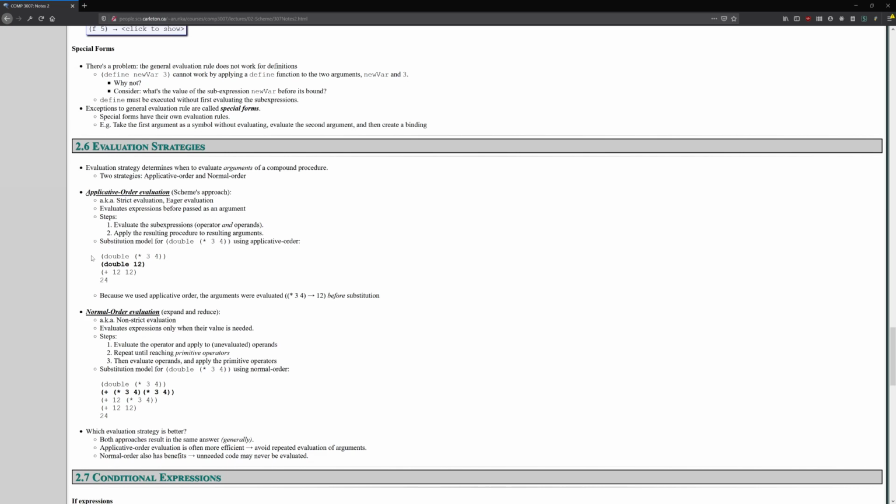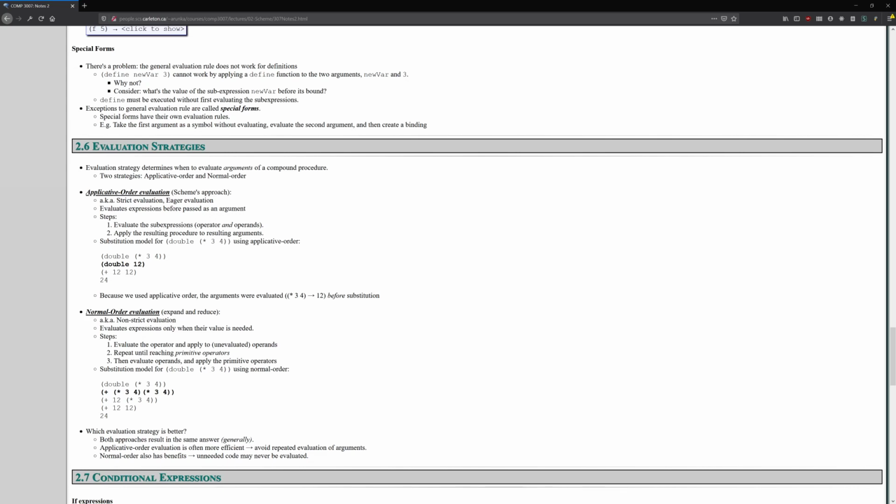For example, if we have some function double here, and we ask what's the value of double of times 3, 4? Before we can apply this function to its argument, we have to find out the value of that argument. So we say double, and then times 3, 4 is 12, so now we have double 12, and then it runs through the body. We substitute 12 for the parameter, and then we have plus 12, 12 to get 24. So for applicative order, we evaluate the sub-expressions before we do the substitution step.